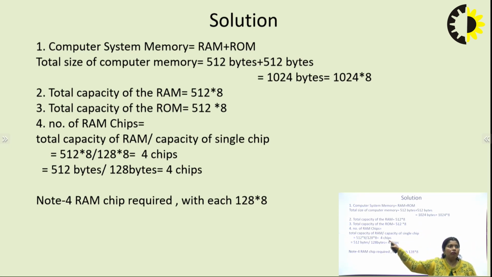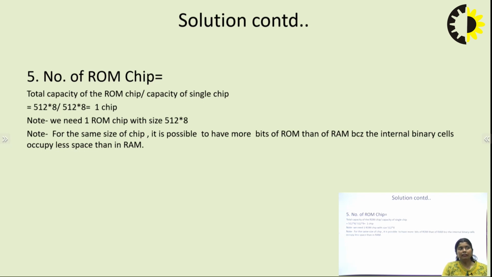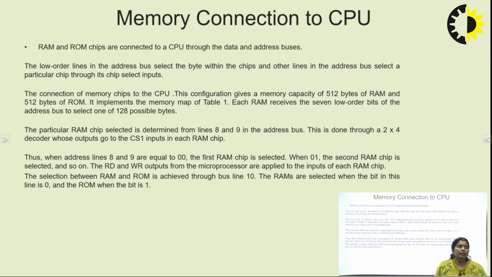So, the number of RAM chips, according to the formula, is the total capacity of RAM upon the capacity of a single chip. The total capacity of RAM is 512 cross 8 and the single capacity of the RAM is 128 cross 8. So, 4 chips are required. Again, for the ROM chip, the total capacity is 512 cross 8 and the single chip capacity is 512 cross 8. So, again 1 chip is required. Now we can calculate the number of RAM and ROM chips.